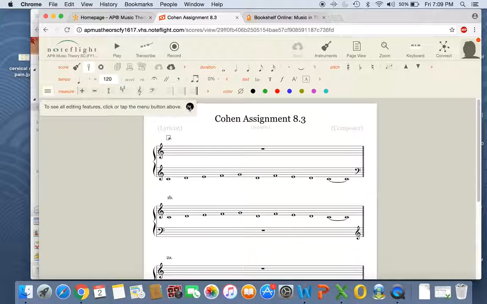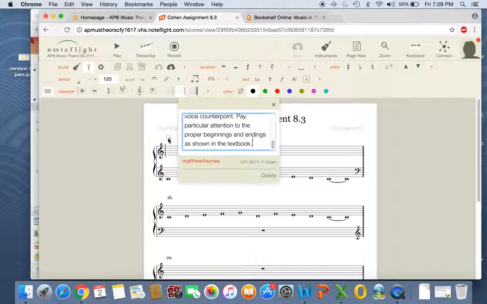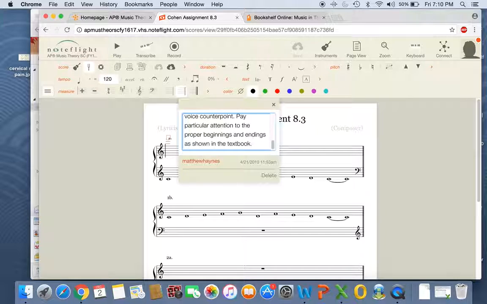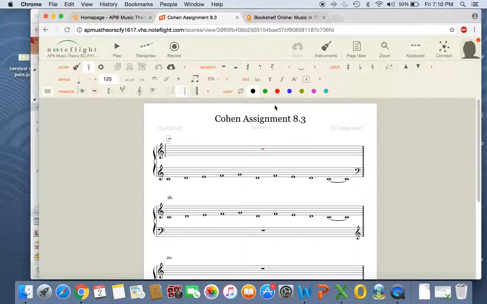Okay, the other one. Go to the instructions. Compose. So now there's already something written. There's already a cantus firmus. So write your counterpoint above the cantus firmus for both of the A problems, and write the counterpoint below for both of the B. Follow the principles of first species counterpoint. Pay attention to the beginnings and the endings, and then go back and do the middles.